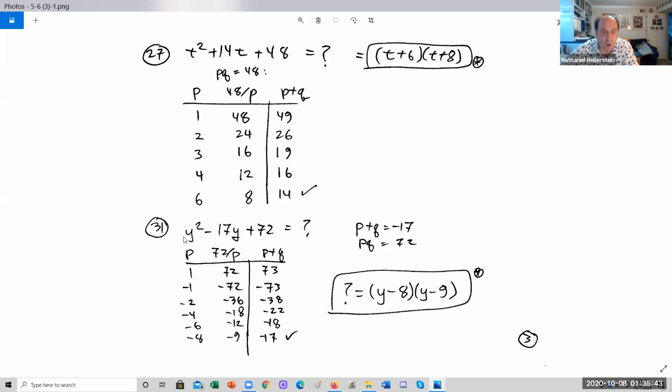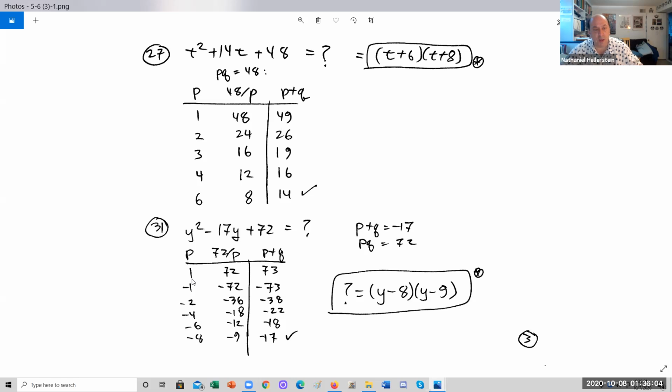So here's y squared minus 17y plus 72. Again, we need two numbers, p and q, whose sum is negative 17 and whose product is 72. So we'll look among the factors of 72. Whatever p is, q is 72 over p. And we see if the sum is the right thing, namely negative 17.